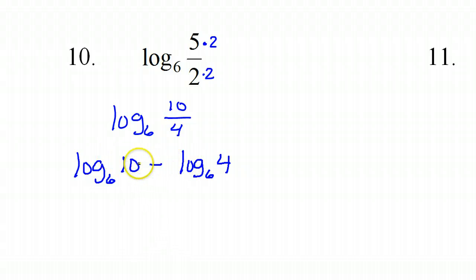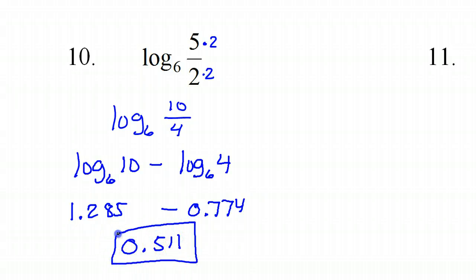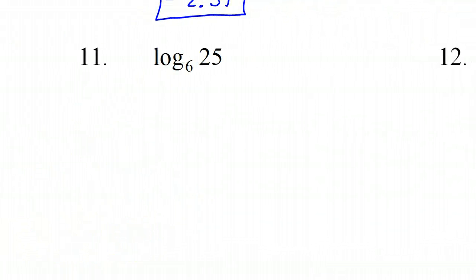These are both decimals that we have. This is the one that is 1.285, and this is the other one, 0.774. Bootleg it. 1.285 minus 0.774. So that gives me 0.511. And that is the answer to number 10. Number 11.